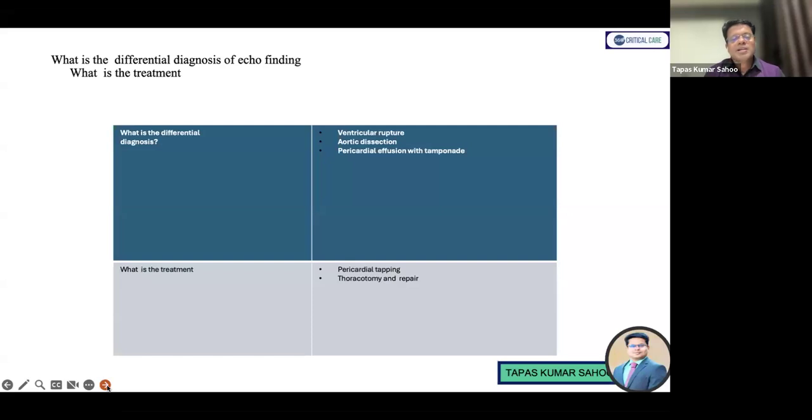Ventricular rupture, aortic dissection, pericardial effusion with tamponade. When they are asking about differential diagnosis, you have to tell at least 2 to 3. What is the treatment? If it is pericardial effusion with tamponade, definitely pericardial tapping, pericardiocentesis. And if the patient is having ventricular rupture or aortic dissection, definitely thoracotomy and repair.